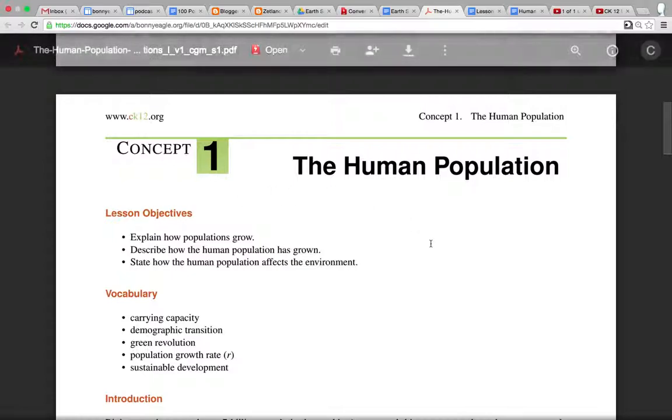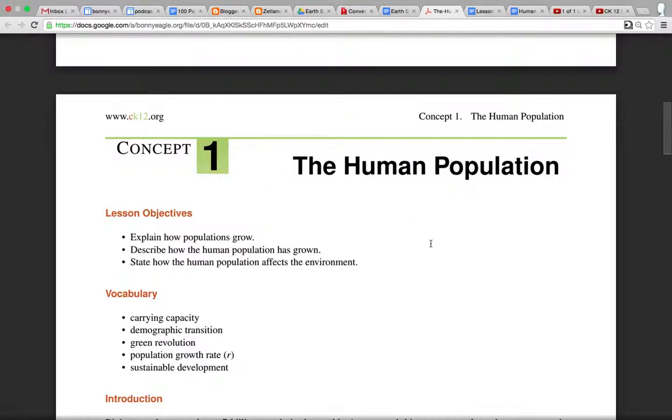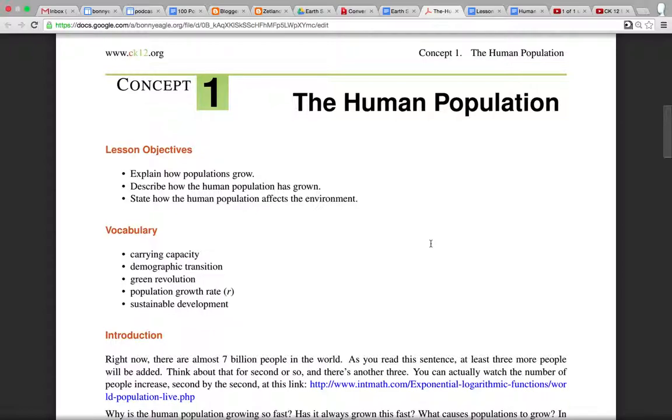All right, lesson objectives. You'll explain how population grows. You'll describe how human population has grown. State how human population affects the environment. Vocabulary: carrying capacity, demographic transition, green revolution, population growth rate, and sustainable development.